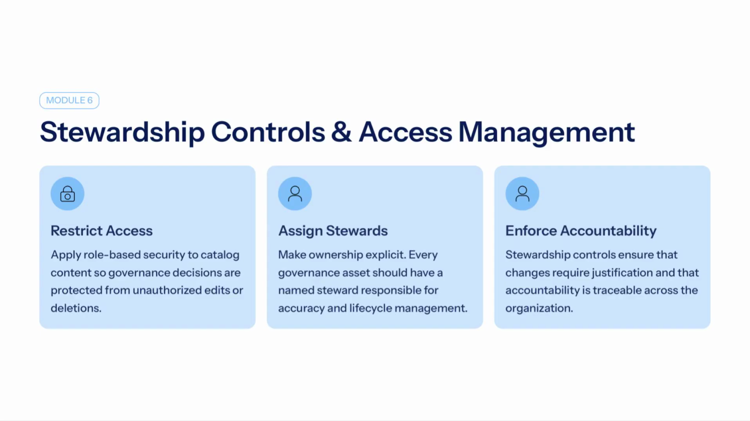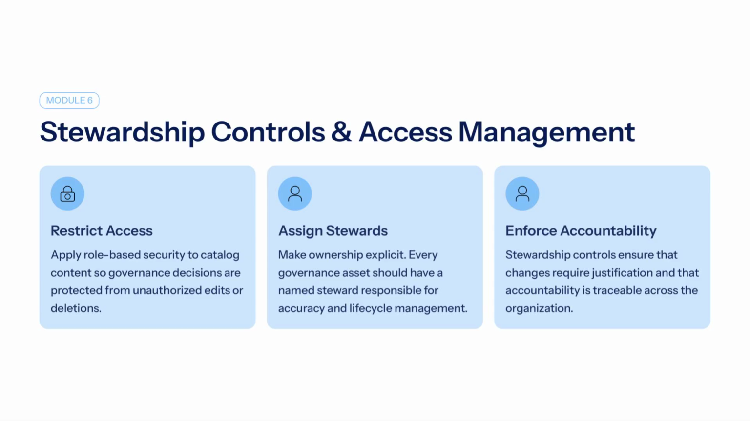Stewardship controls are designed to ensure that all content within the system is properly managed and governed. These controls help to make governance decisions more efficient and effective. By applying these controls, organizations can protect their assets from unauthorized access or changes. Ownership of the content is made explicit, which means that each piece of content has a clear owner who is responsible for its management.